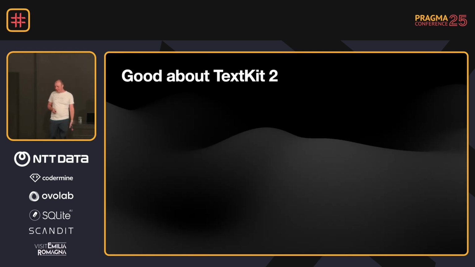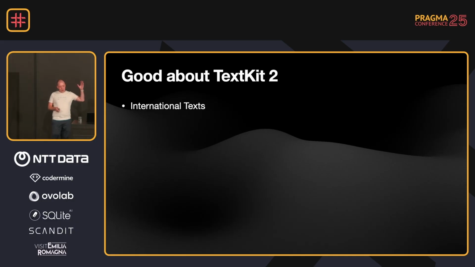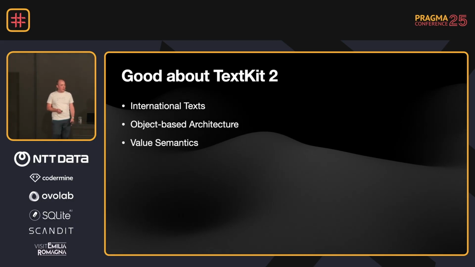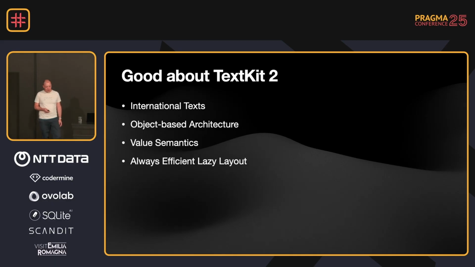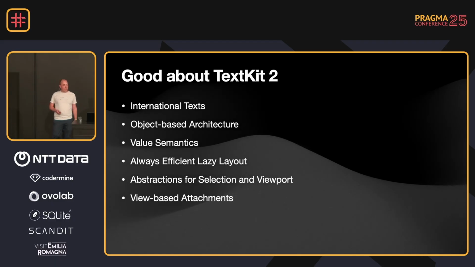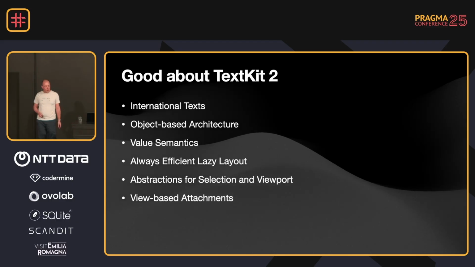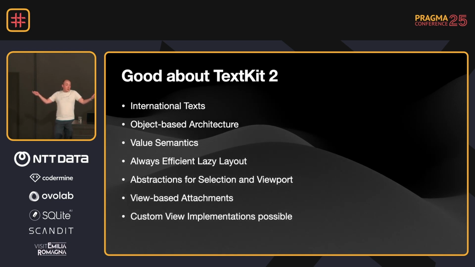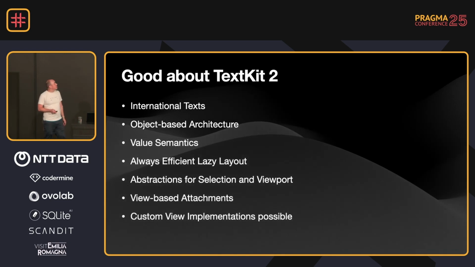Okay, I'm almost done. So that's the conclusion now. It supports international text. We have seen the object-based architecture. We have the same value semantics, and we have always efficient, lazy layout with all the side effects. It has abstractions for selection and viewport. It's a really great API to work with. It has view-based attachments like the tables. You don't need to do it on your own anymore. You can do your own custom view implementation if you really want to.